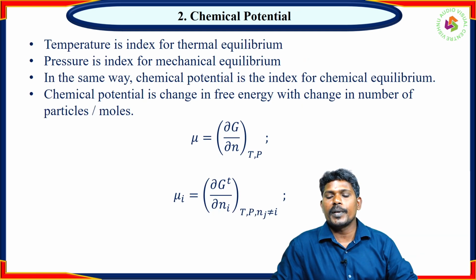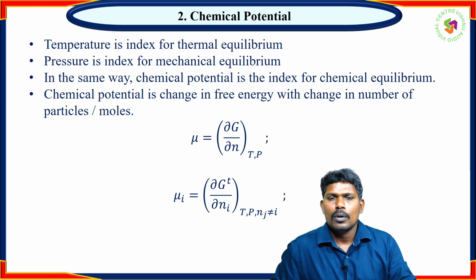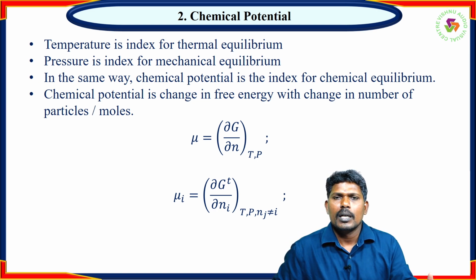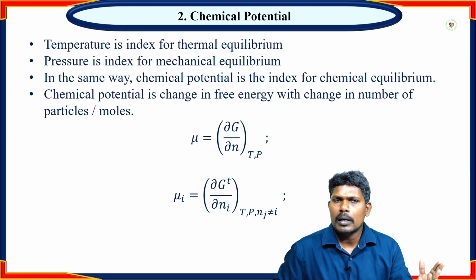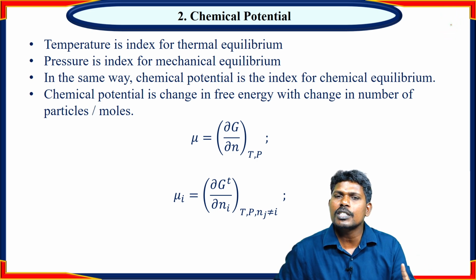Next one is the second topic, chemical potential. So what is the chemical potential? If we take two systems, and I say these two systems are in thermal equilibrium, what is the meaning of that? The two systems' temperatures are the same. So for thermal equilibrium, temperature is the index. Temperature is the index for thermal equilibrium.